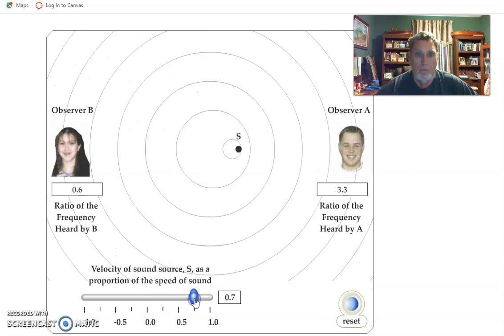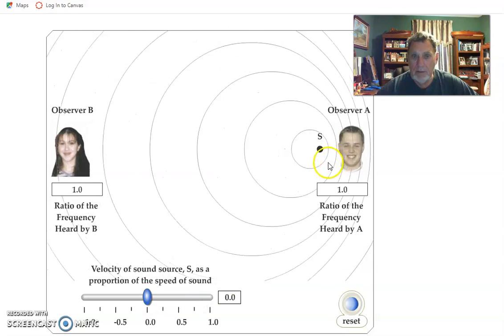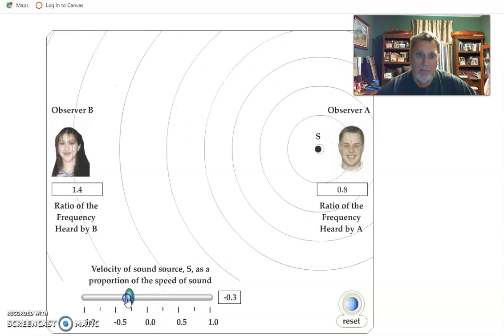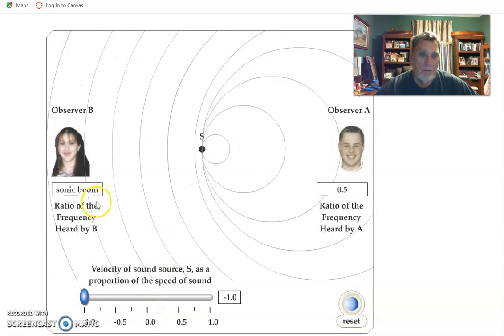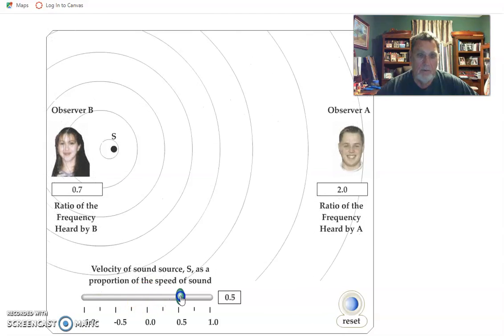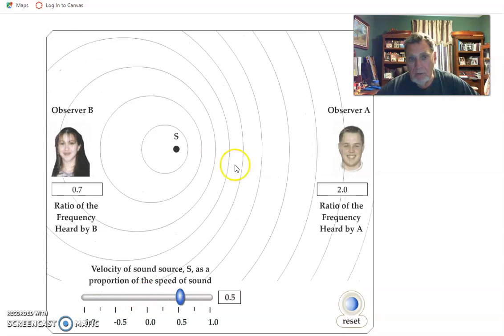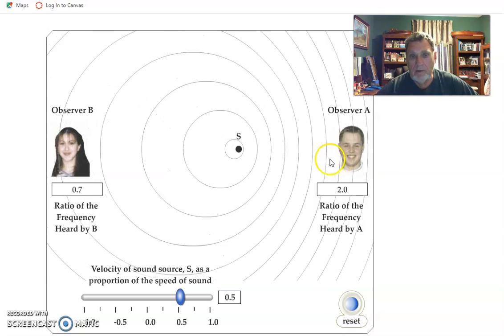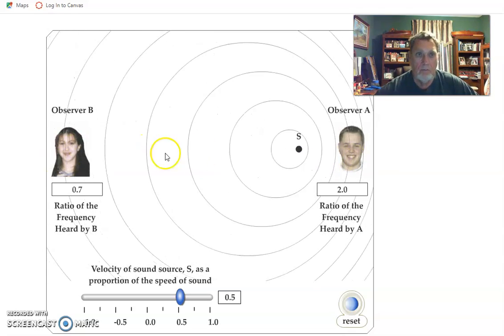But if I let it move toward one of them, see how the waves are closer on that side and spread out further because it's moving? Now he's going to hear a higher frequency. Look, that's a sonic boom right there. We don't want to go that fast. But it's moving toward it. On the side toward, you've got a shorter wavelength, higher frequency. On the side away, you've got a longer wavelength.